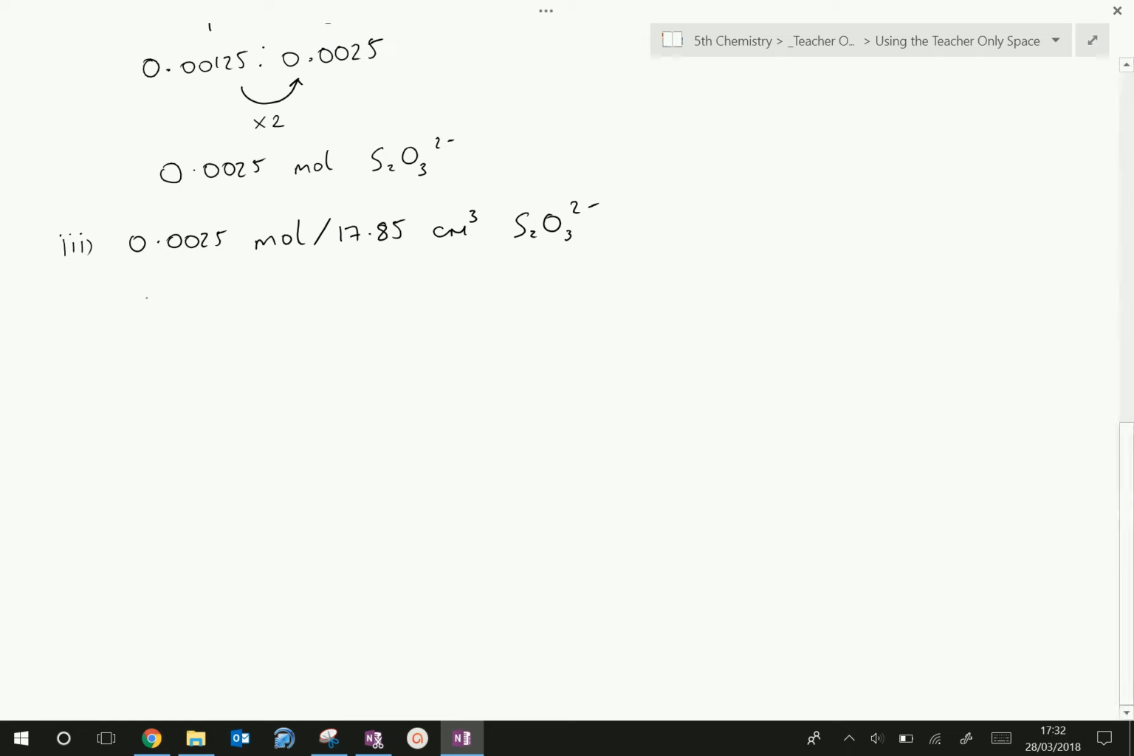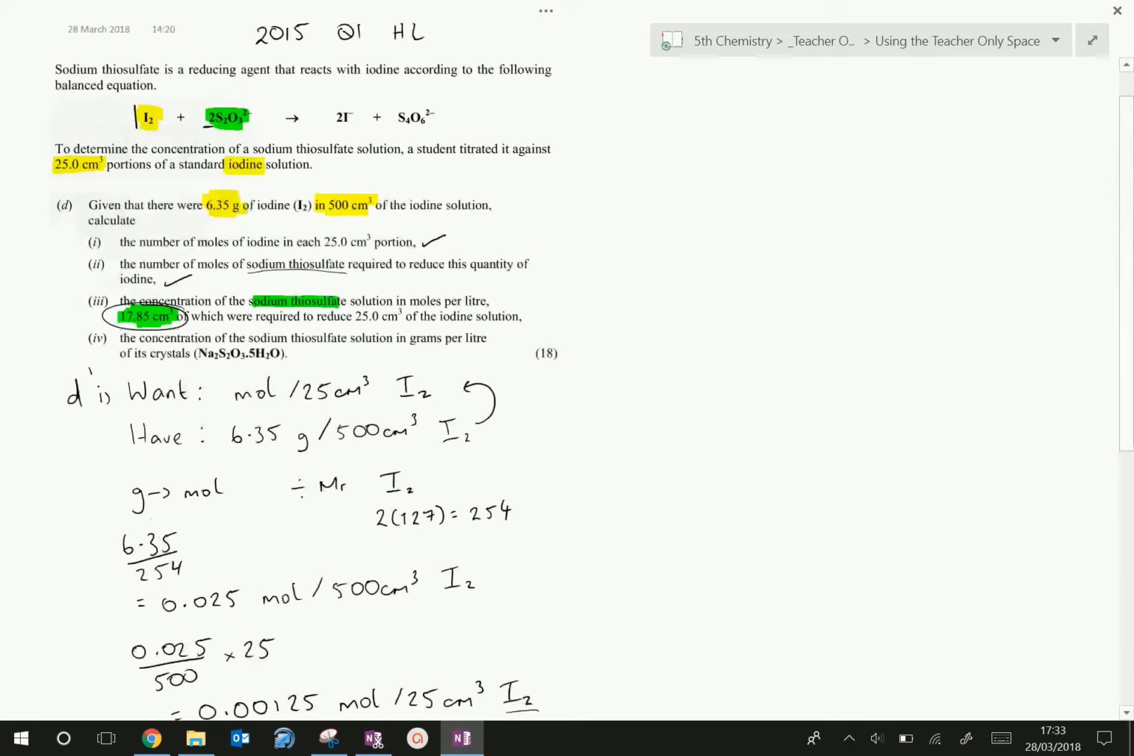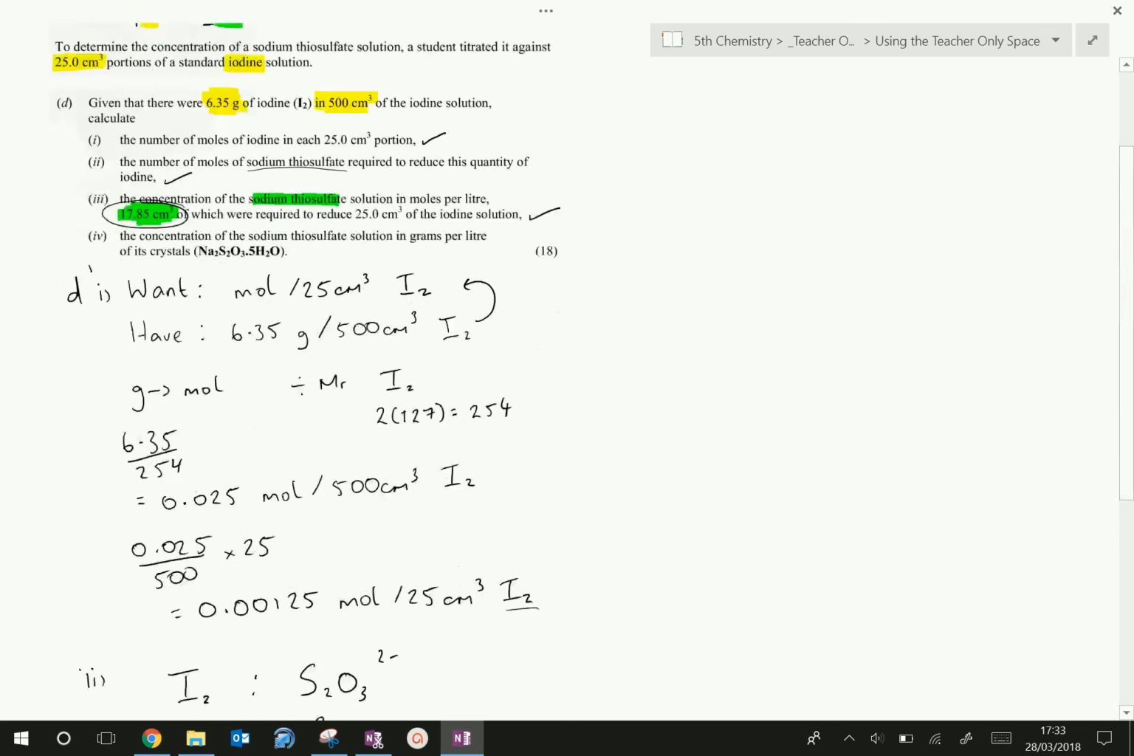So I want that in moles per litre. So to turn that into moles in a litre, I need to divide by 17.85 and multiply it by 1,000. And that gives me 0.07 moles per litre of thiosulphate. That's that finished. And then finally, the concentration of the sodium thiosulphate solution in grams per litre of its crystals.